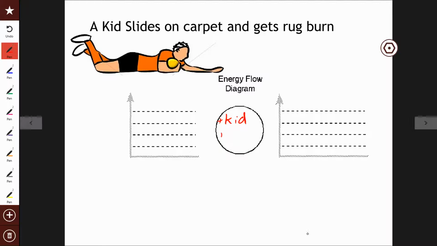We can say the earth. Wouldn't that be the ground? So when we say the earth, that's just so we can include gravitational potential energy. So I wouldn't include that as the ground, because he's on a carpet. What about carpet? So I don't want to include the carpet.